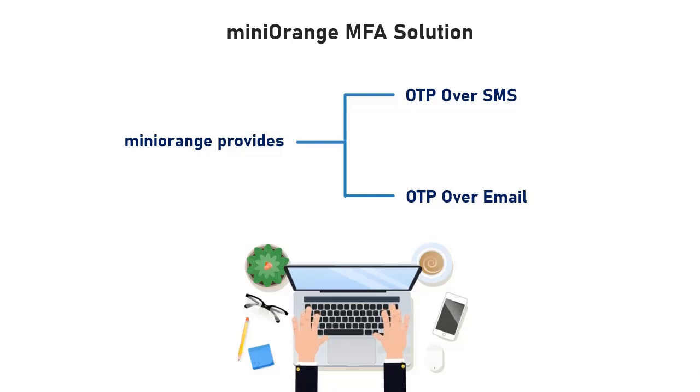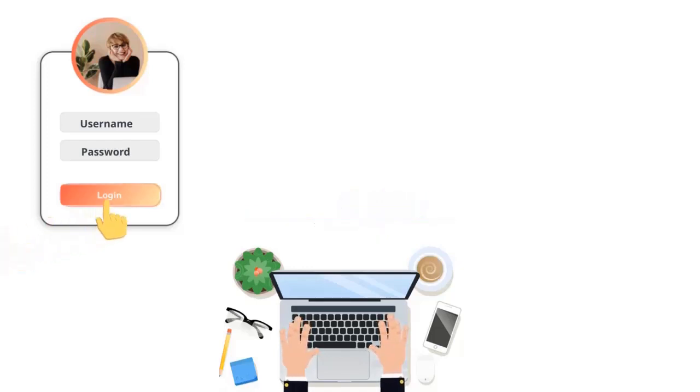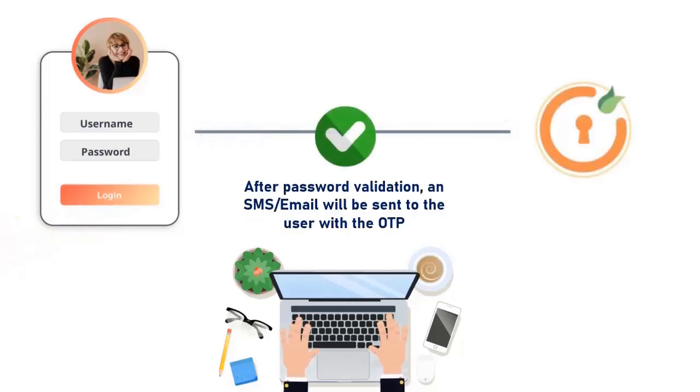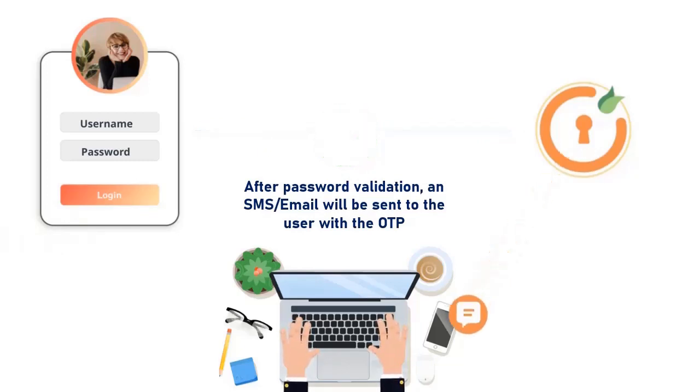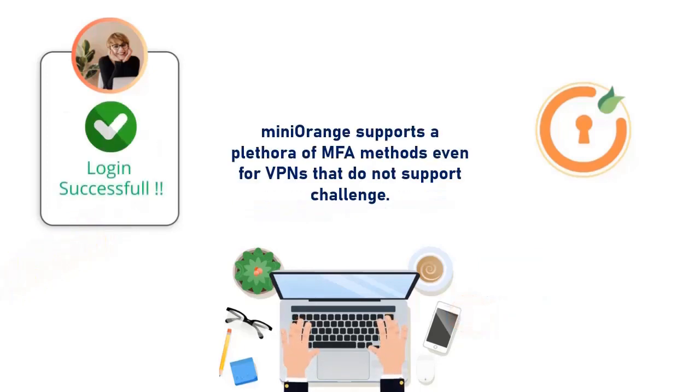For this, the user will be authenticated in 2 steps. The user will enter the username and password in the VPN client. The request will go to miniOrange, and after password validation, an SMS and email will be sent to the user with the OTP. Now, since the user has the OTP, they must input their login and the OTP code received by SMS or email.